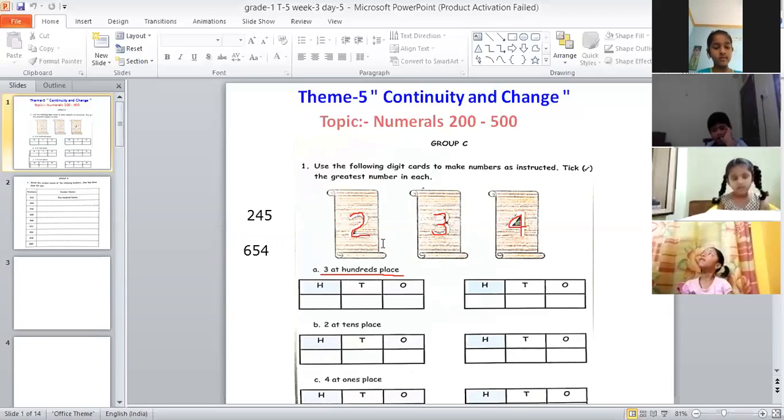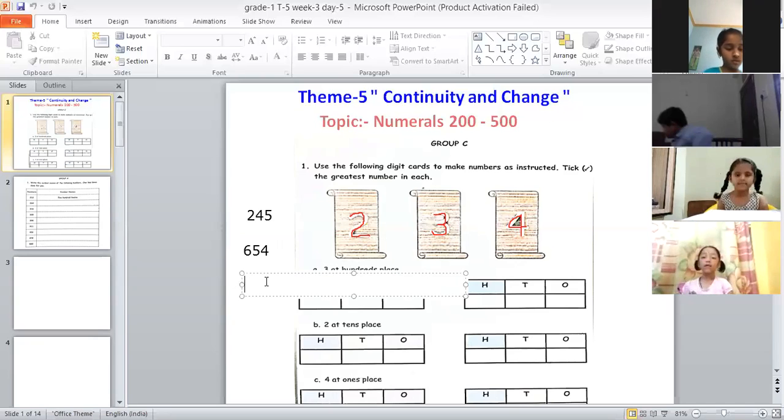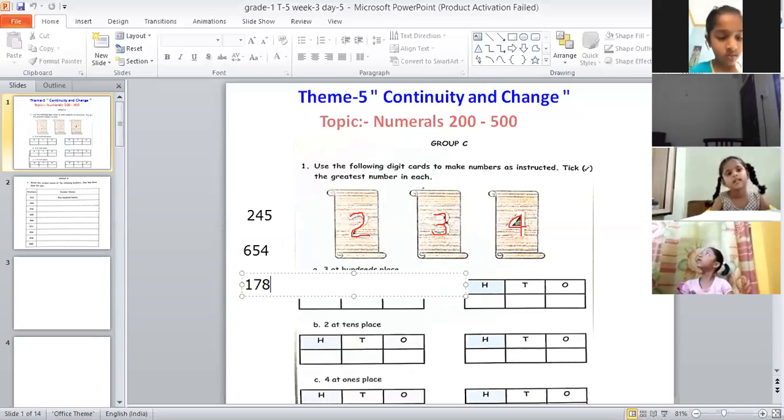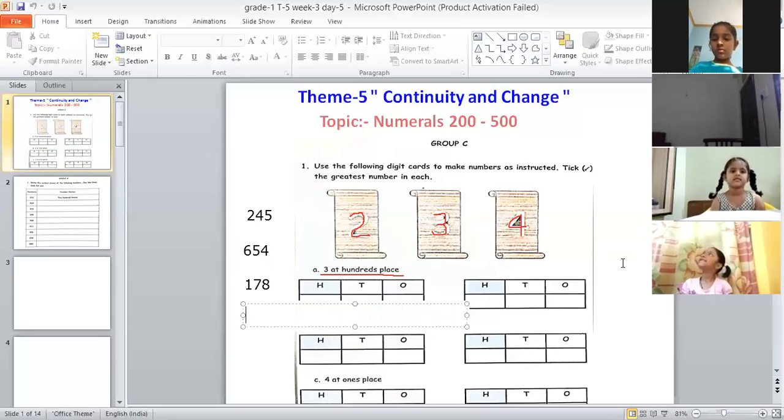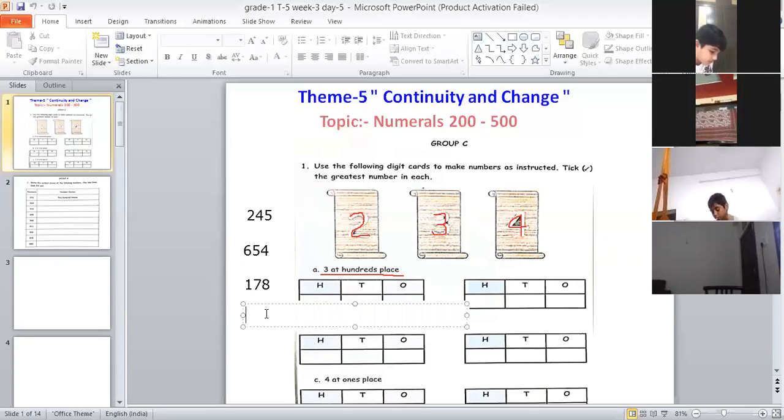Very good. Arohi? Yes, ma'am. I'm writing here one number. Please read this, 178. How will you read it? 178. Very good. That's the correct answer. It is 178. Brinda, read this number, 567. 567.